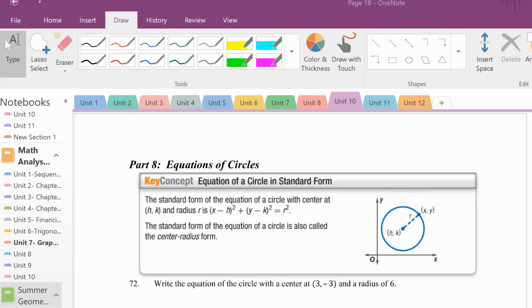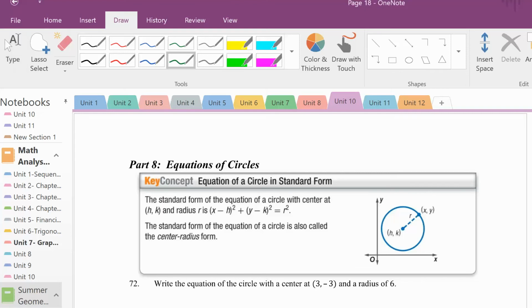The equation of a circle in standard form, where the center is h comma k and the radius is r, is x minus h squared plus y minus k squared equals r squared. The standard form of the equation of a circle is also called the center radius form.